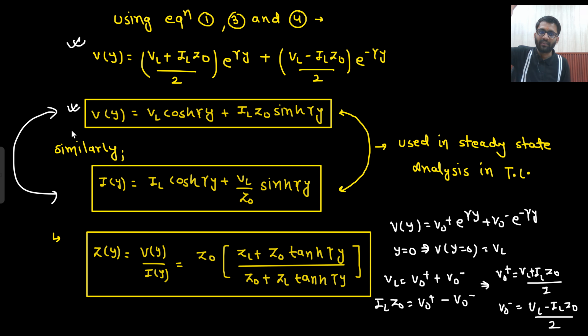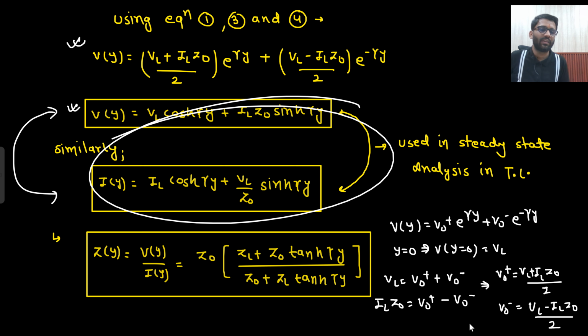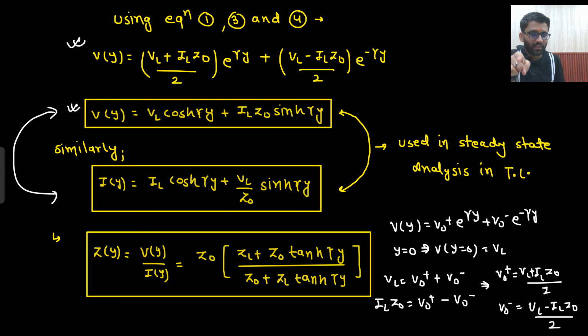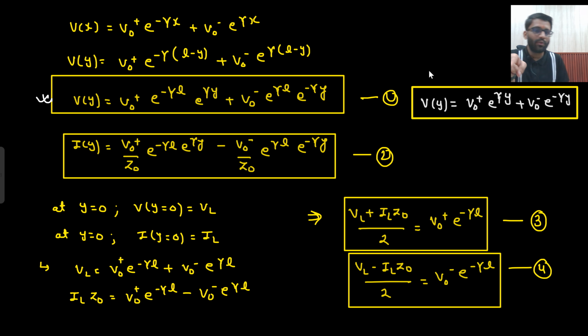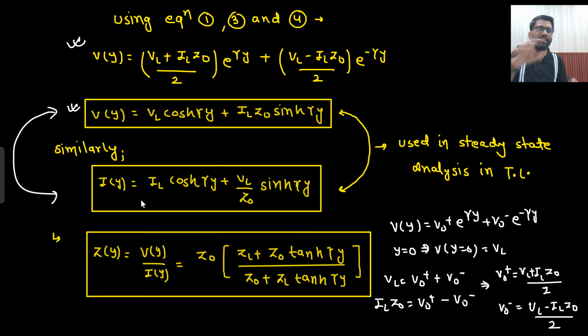When I check at steady state, I am going to replace my transmission line with Z in, and then I will do the steady state analysis. In steady state analysis, we are using this equation only. Whether you use this equation or that equation, using both of them you are getting the same expression of Vy and Iy.